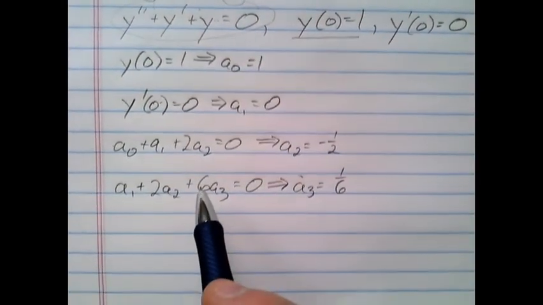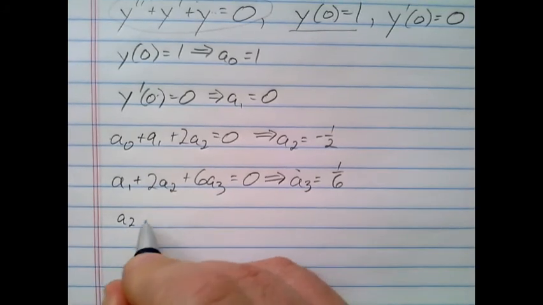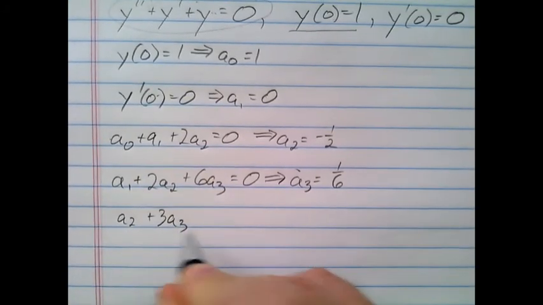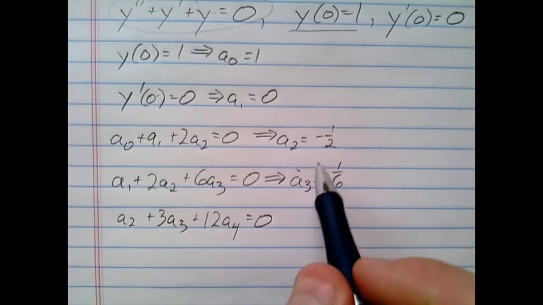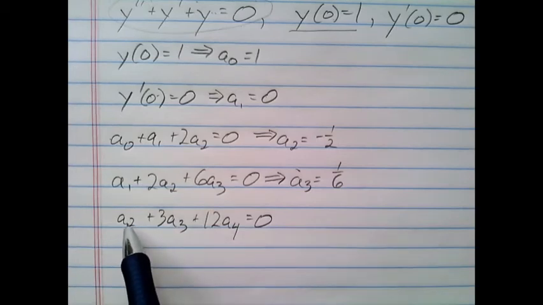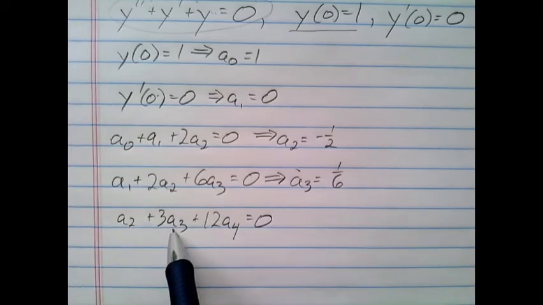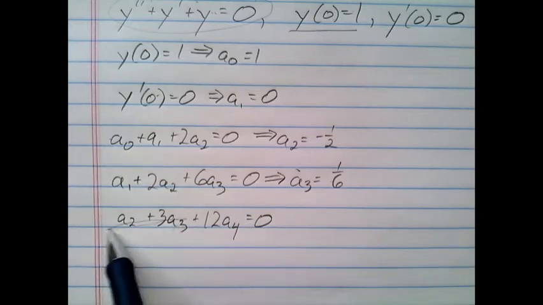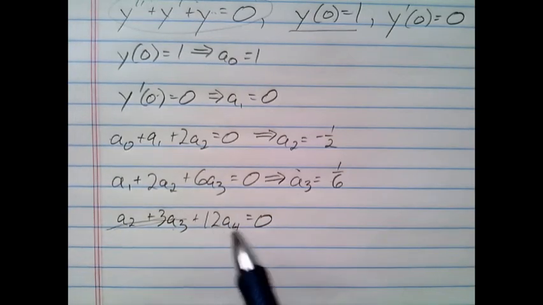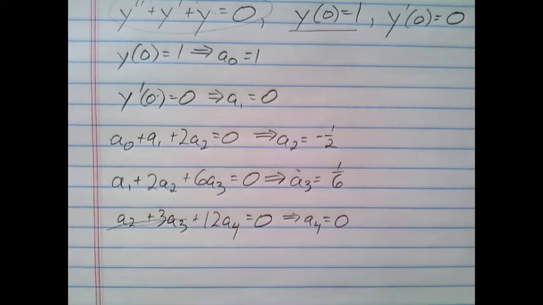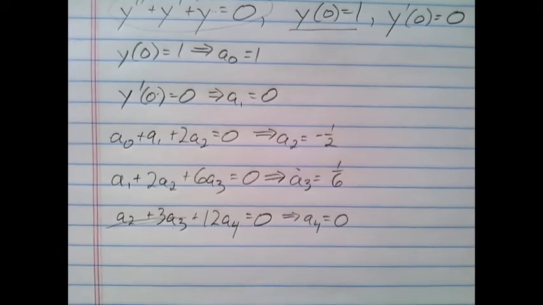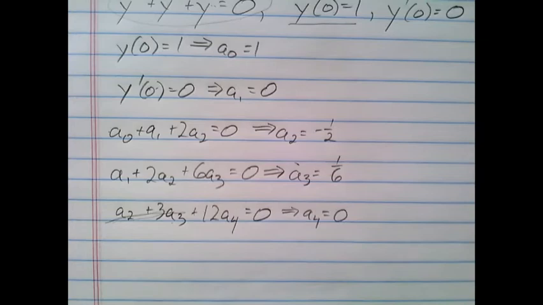So, a2 plus 3a3 plus 12a4 must be equal to 0. Let me see, a2 is negative 1/2. a3 is 1/6. 3 times 1/6 is positive 1/2. Oh, so these two terms actually cancel out. And if 12a4 equals 0, then a4 has to equal 0. Yeah, so there is no degree 4 term in this power series. No biggie. Alright, let's go one more.